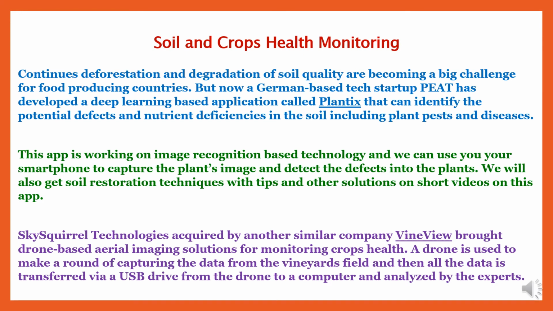Another use of artificial intelligence in agriculture is soil and crop health monitoring. Continued deforestation and degradation of soil quality are becoming a big challenge for food producing countries. But now a German-based tech startup, PEAT, has developed a deep learning based application called Plantix that can identify the potential defects and nutrient deficiency in the soil, including plant pests and diseases.